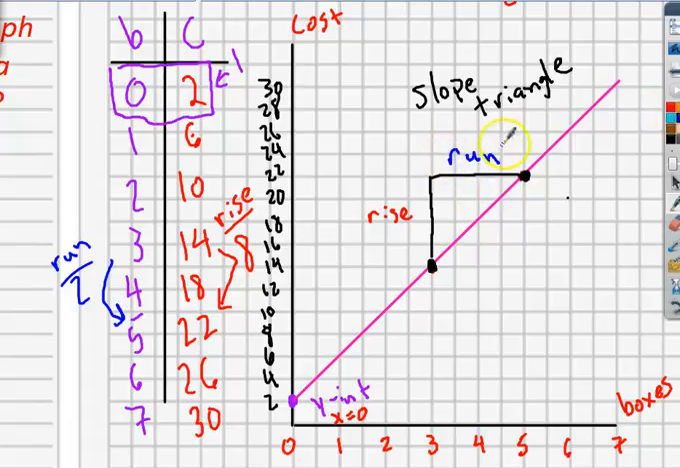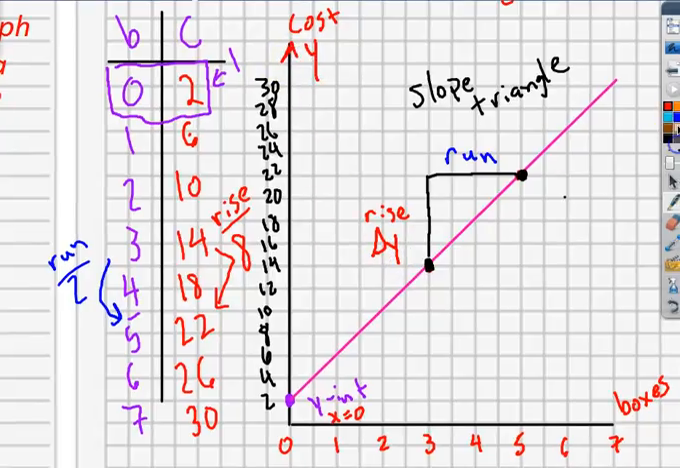Oftentimes teachers will draw a little guy running side to side, so you can remember that the change in the x values is always the run, because the x-axis goes side to side. Then the rise is up and down, just like the sun rises up and down, and that's the y-axis. So if I wanted to label these, I would label this the change in y because this was the y-axis, and the other one the change in x because that's the x-axis.